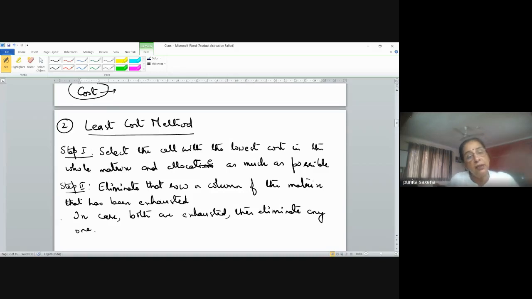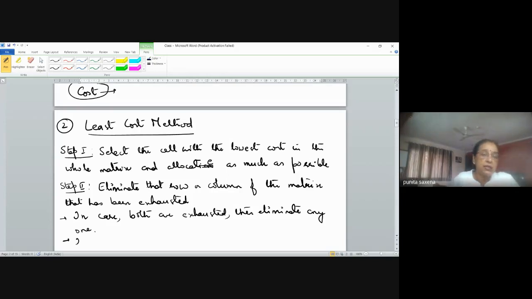Then the other possibility could be, what if there are two cells with minimum cost? We are selecting a cell with the lowest cost, right? So I can have just a unique cell with the lowest cost, or I can have more than one cell with the lowest cost.